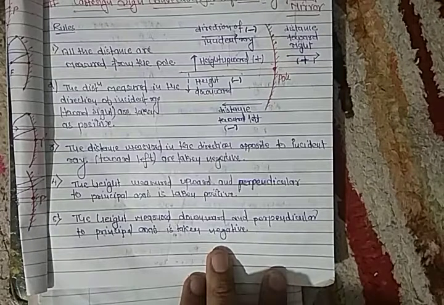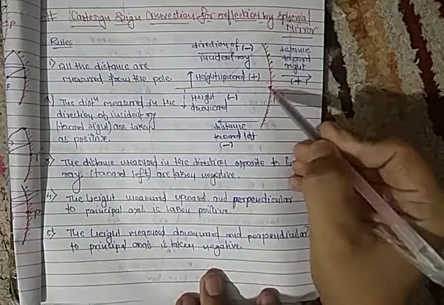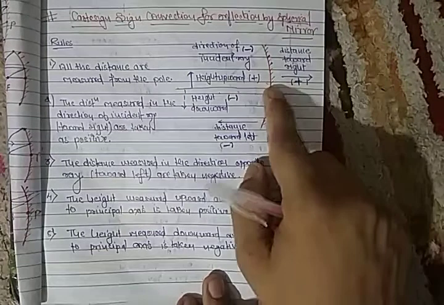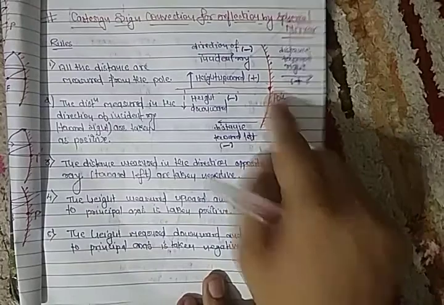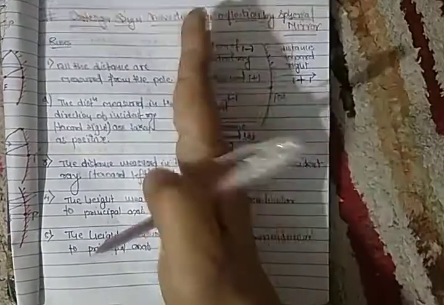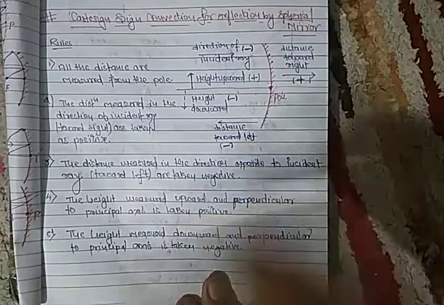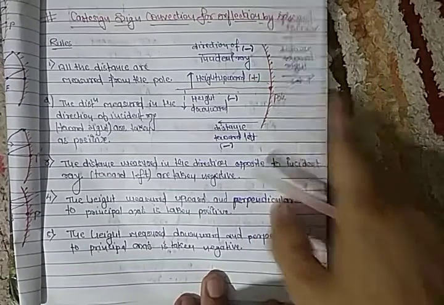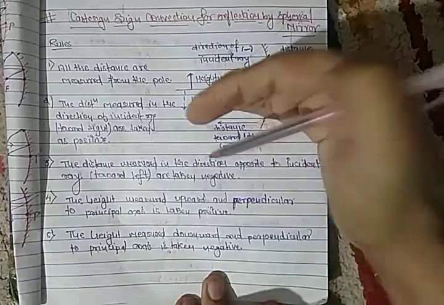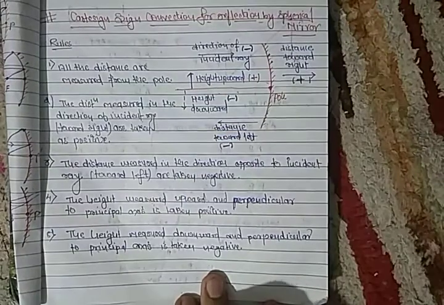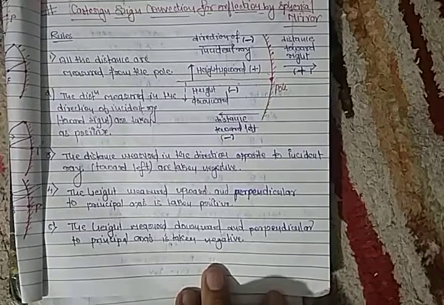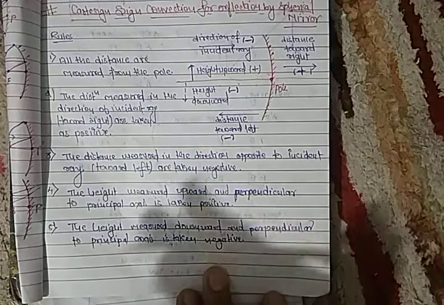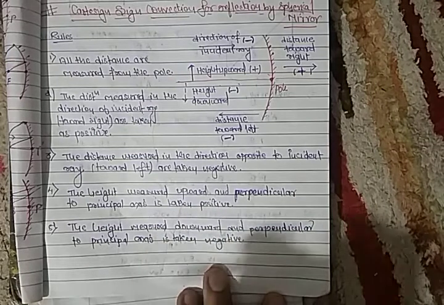So what are the 5 rules? The very first one, everything is measured from the pole, because the pole is behaving as the origin. Left portion, all the left portion is considered as negative. All the right portion is always considered as positive. Upper part positive, lower part negative. These are the 5 rules. Okay, so if these 5 rules are clear, I am just trying to explain it to you with the help of an example.